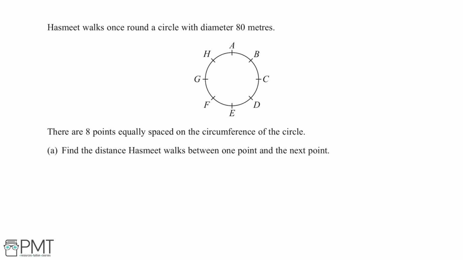Hasmeet walks once round a circle with diameter 80 metres. There are 8 points equally spaced on the circumference of the circle. Find the distance Hasmeet walks between one point and the next point.